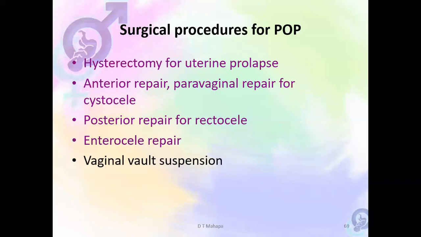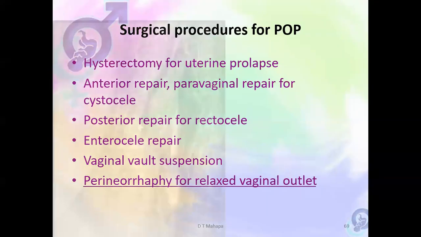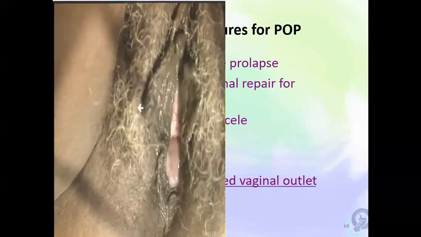If it is post-hysterectomy, repair the vault. The commonest one that is done by women these days, because it's advertised in lay magazines, is perineorrhaphy for a relaxed vaginal outlet, which they call vaginal tightening. I'll touch on it a little bit here because it's more pertinent.